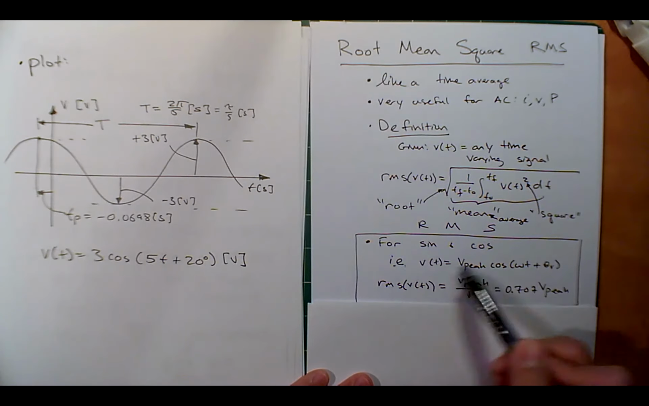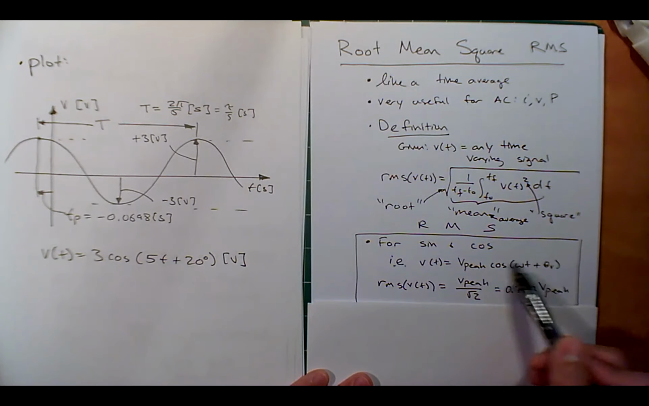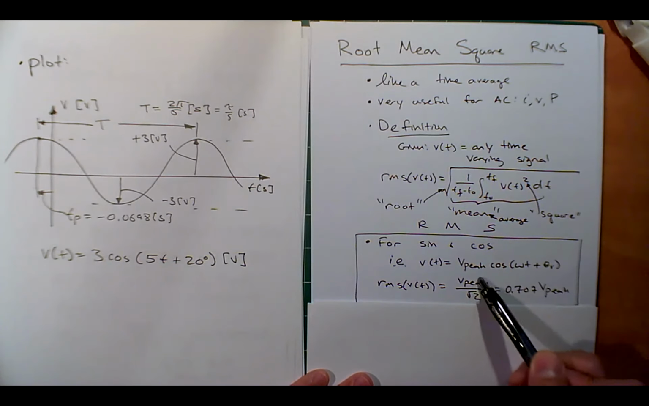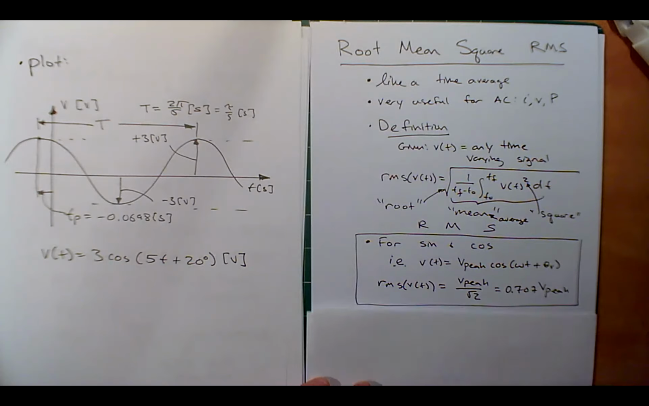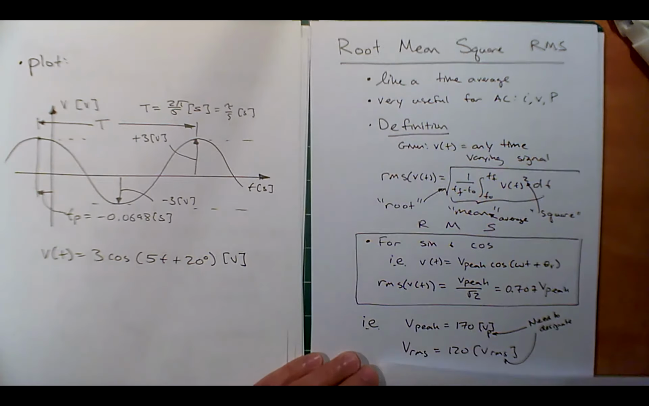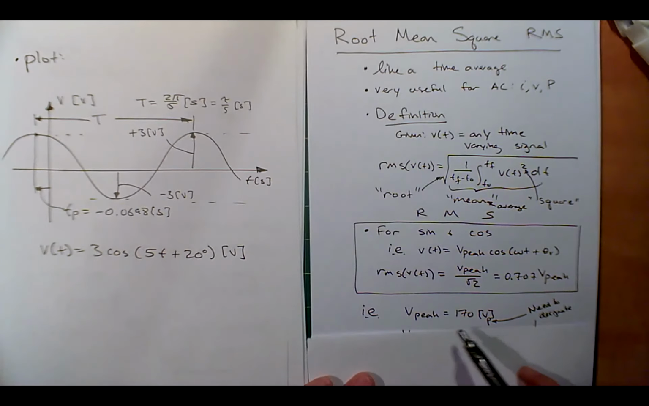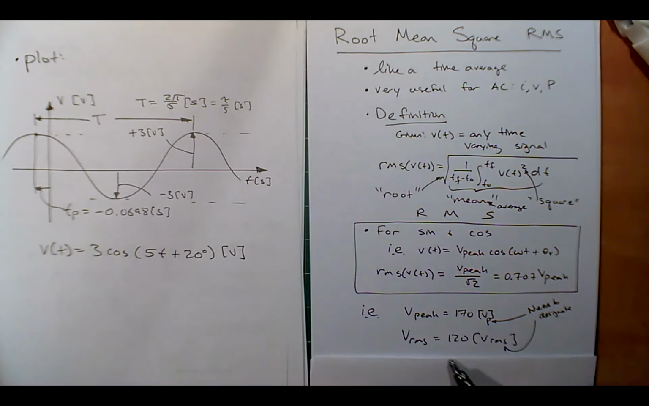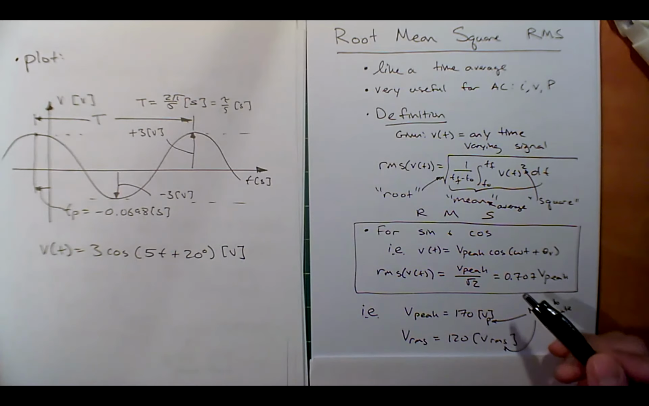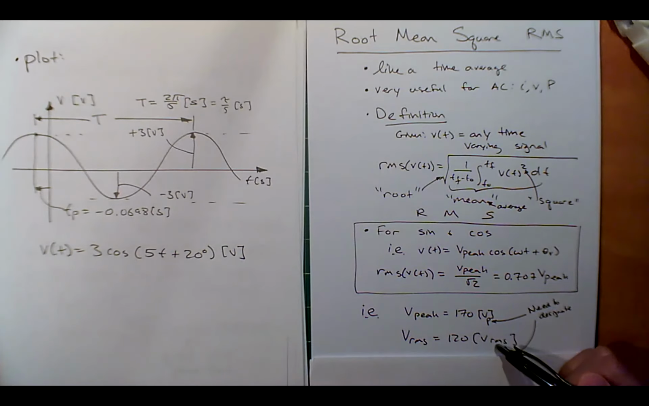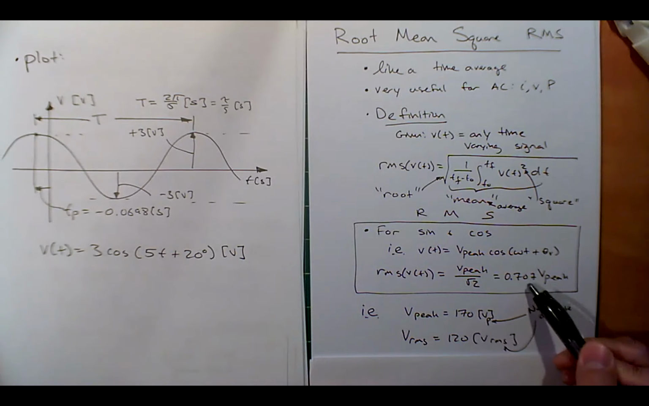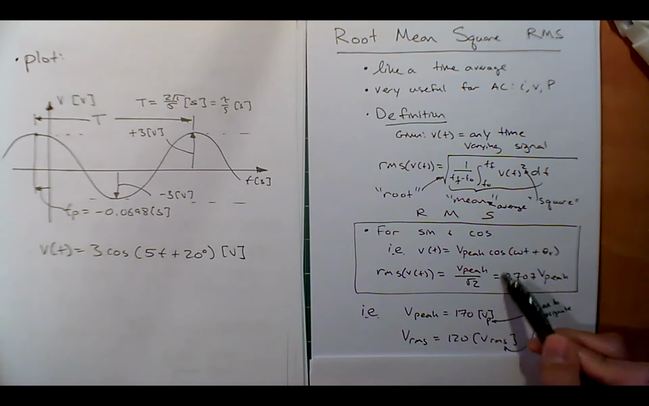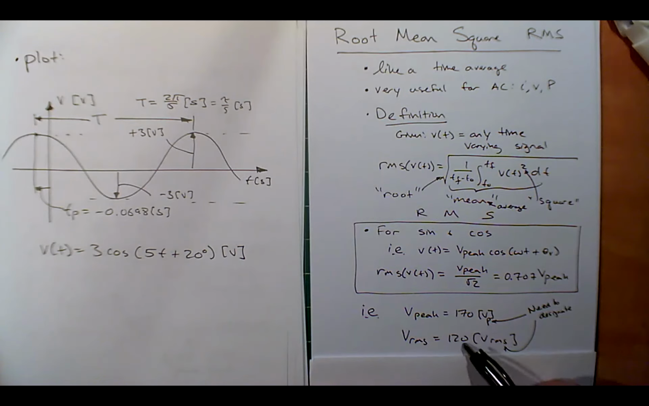The root mean square of any time-varying cosine is just the peak divided by the square root of 2. That's really nice. So what does that mean? It means if your peak is 170, your RMS is 120 volts. On a midterm, I want you to denote peak and RMS, because they are off by root 2, either 0.7 or 1.4. That's a big difference, 50 volts in this case.